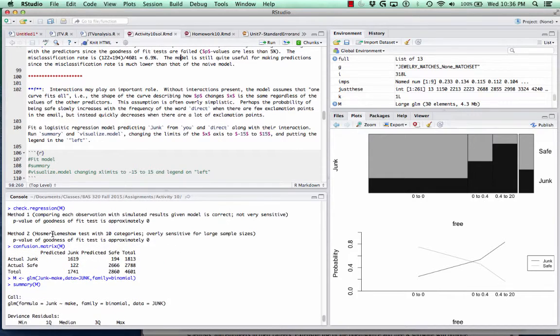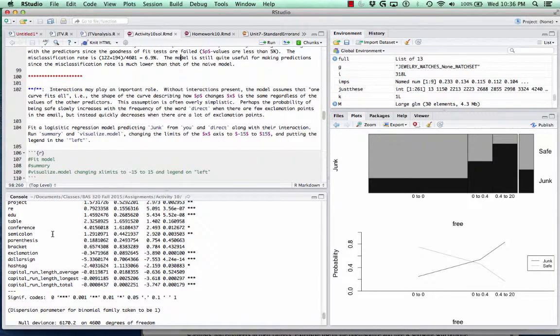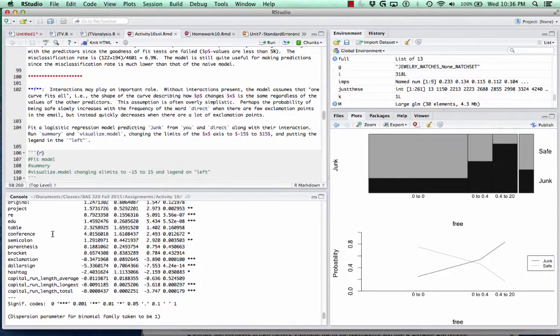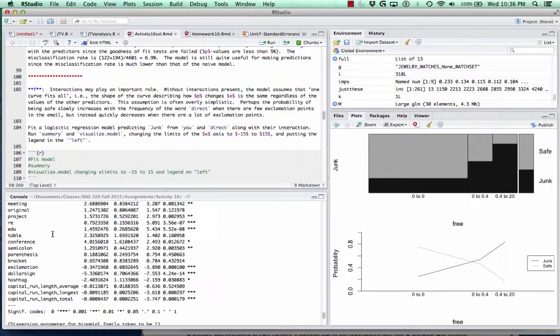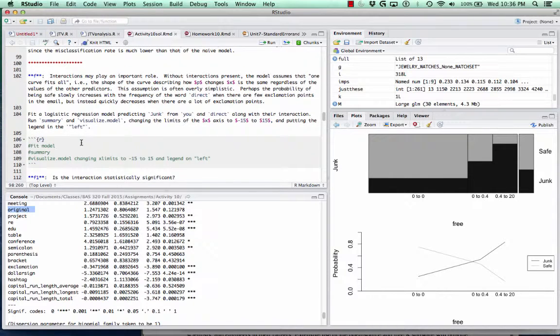All right, so we didn't include any interactions in this model, and very often relationships are more complex. So very often the shape of that logistic curve, say describing how the probability changes with a particular word frequency like project, might be a different shape depending on the value of original, the fraction of words in the email that are the word original here. Very often interactions are all over the place, and so let's consider one of them.